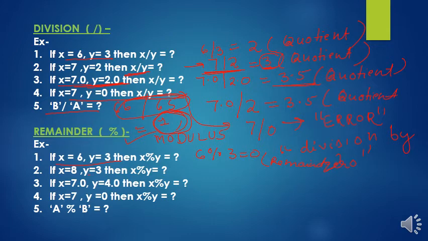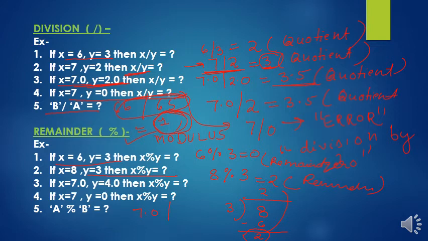Second example, the value of x equal to 8 mod 3. So 8 mod 3 is equal to 2. That is the remainder. You divide 8 by 3. 3 twos are 6, 8 minus 6, so the remainder is 2. So it will give 2.